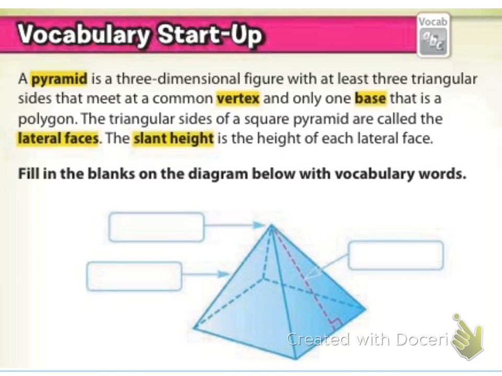So it says vocabulary startup, and there's a lot of vocabulary that I don't know if you guys have seen before, but we definitely want to go over it. I've talked about slant height, but let's go over this. A pyramid is a three-dimensional figure with at least three triangular sides that meet at a common vertex, and only one base that is a polygon. The triangular sides of a square pyramid are called the lateral faces. The slant height is the height of each lateral face.